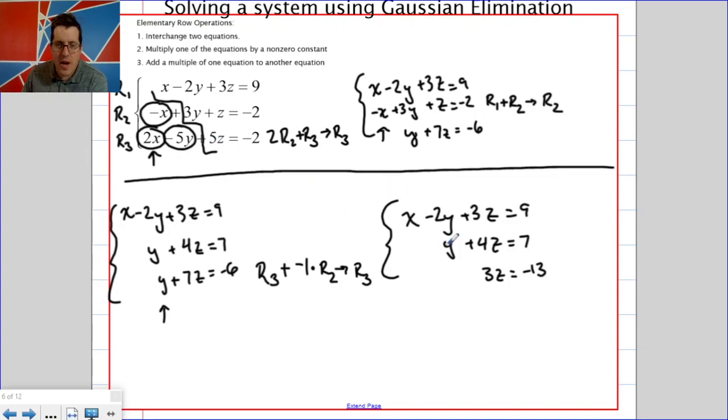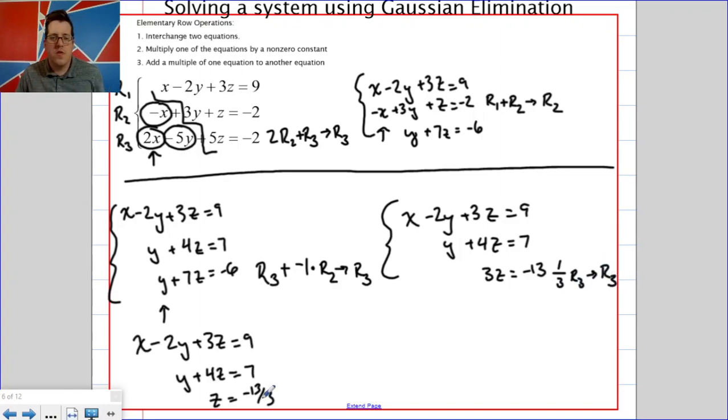And then after I do that, I want to change each of these leading terms' coefficients to 1. So for example, I want to multiply 1/3 times row 3 and make that my new row 3. So at this point, my system is in what's called a row echelon form.